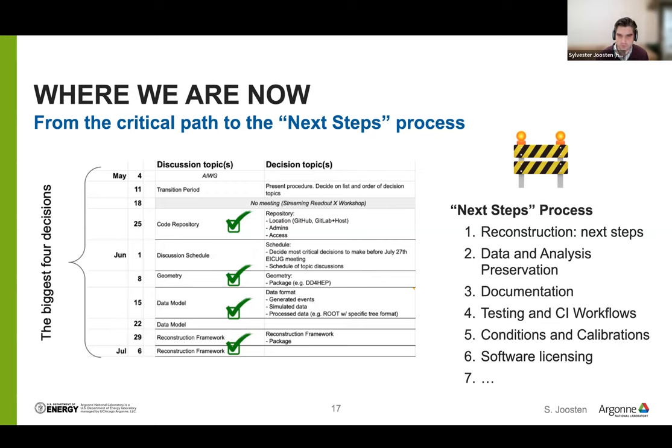So for reconstruction, to meet our timeline, some compromises had to be made, and we want to make sure that we are not accumulating technological debt. So we're carefully reviewing all the choices we made and looking at places where modularity can be improved. We had some discussions already on data analysis and analysis preservation. That is something that we have a task force for. I will get back to this as well in a few slides.